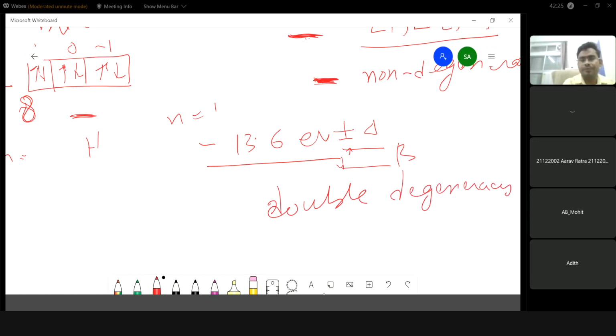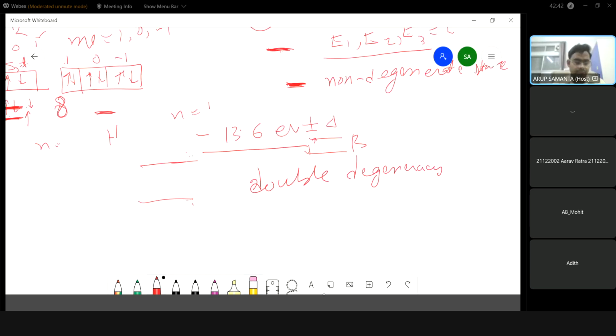But after the magnetic field, you have this splitting. It cannot be further split. So these are now non-degenerate electronic levels. Is it clear? This terminology will come up multiple times during my teaching, that's why I want to clarify this point.